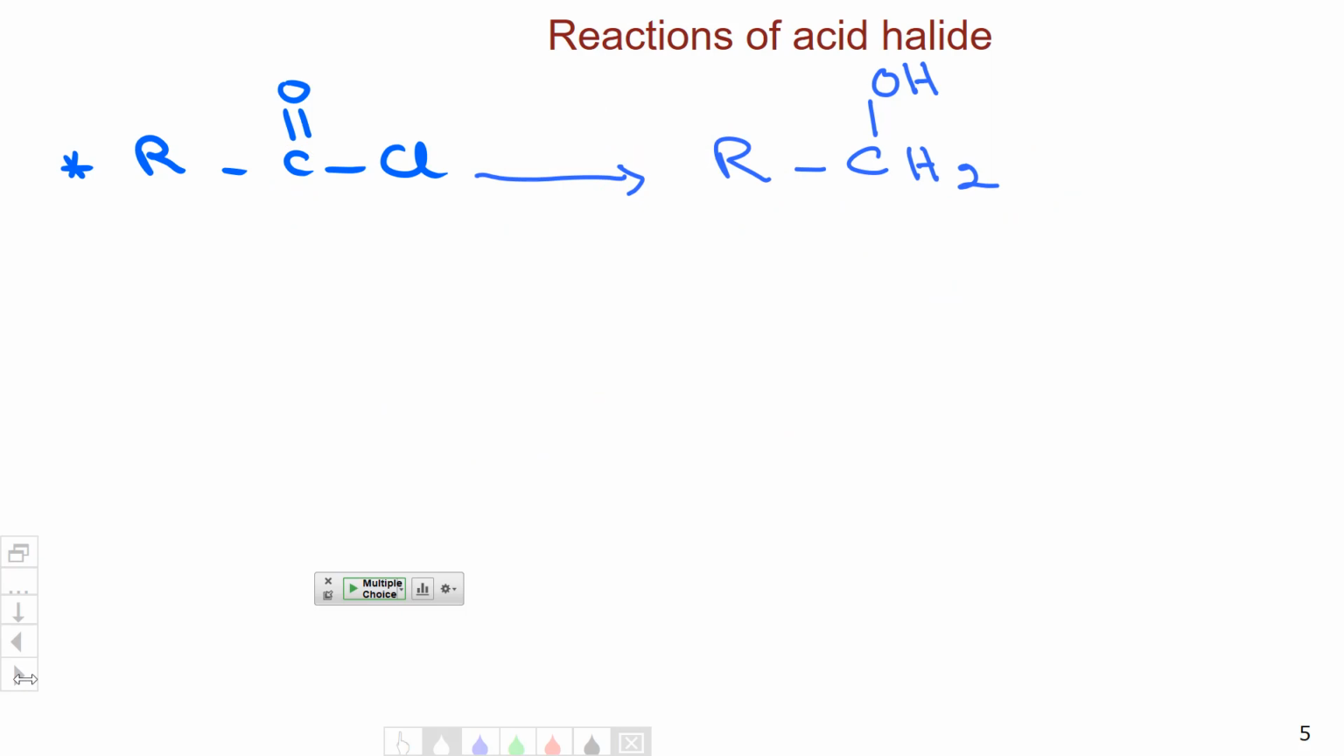So let's look at this reaction in here. We're starting with an acidic chloride. We're ending up with a primary alcohol, and if I map it, this R is this one, this carbon is this. Is there a change in the number of carbons in here? No change in the number of carbons.